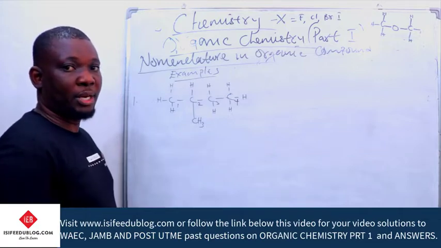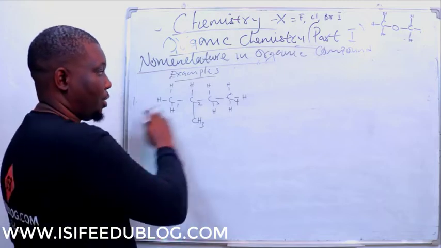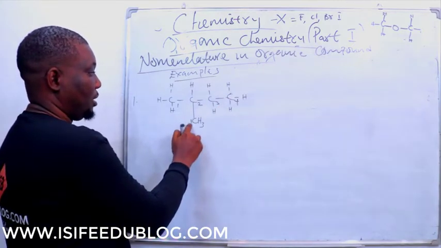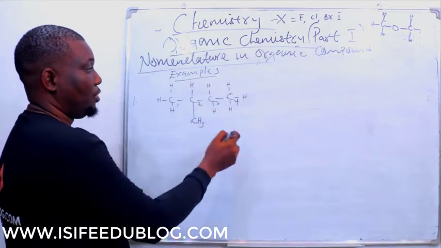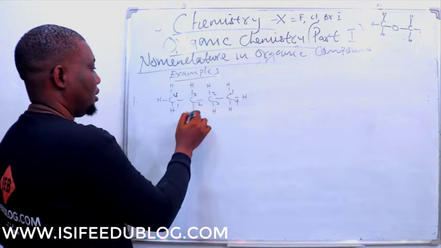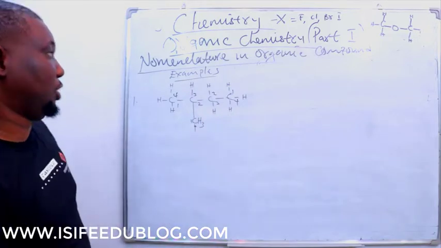I'll just apply rule number 1 and rule number 3 at the same time. Just try to number both sides. This is where the carbon chain is lengthier, or this can also be where the carbon chain is lengthier. 1, 2, 3, 4, or 1, 2, 3, 4, or 1, 2, 3, and then 4. Depending on how you want them, this is the first thing you have to check.